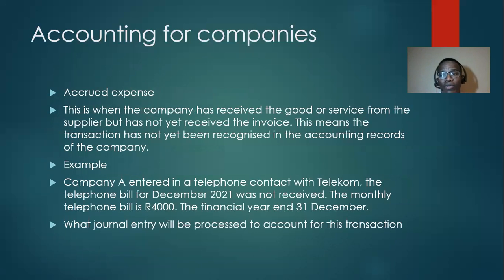Then the next one that we are going to cover is accrued expenses, right? So this is when the company has received a good or service from the supplier, but has not yet received the invoice. This means the transaction has not been recognized in the accounting records of the company. Because what usually happens is, in order to record the transaction, the company will need supporting documents, in order to support that transaction that has been recorded through a journal, right?